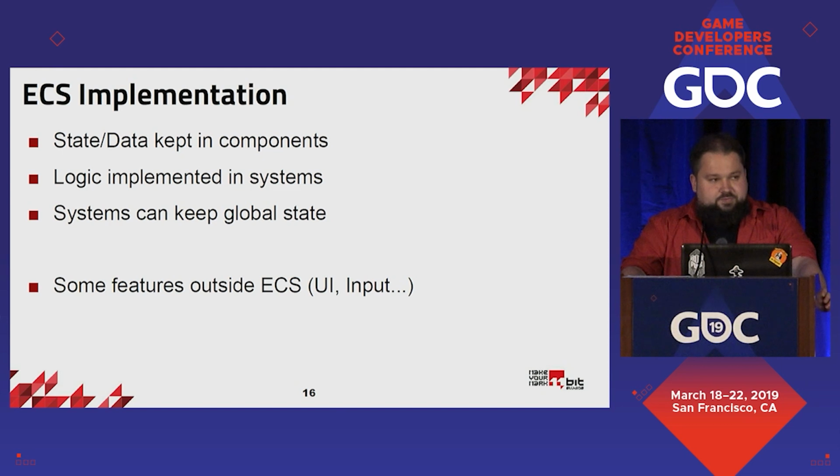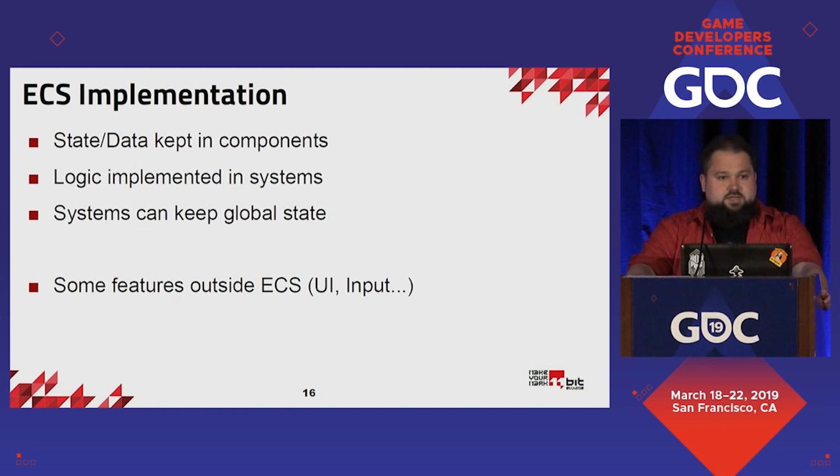So state and data is kept in component. All logic is implemented in systems. But in our case, systems can also keep global state. It proved to be very useful for a game like Frostpunk because, for example, the economy system keeps the track of the resources the player has, and it is global value that can be taken from the system. It proved useful for us, so we decided to let the system keep their state.